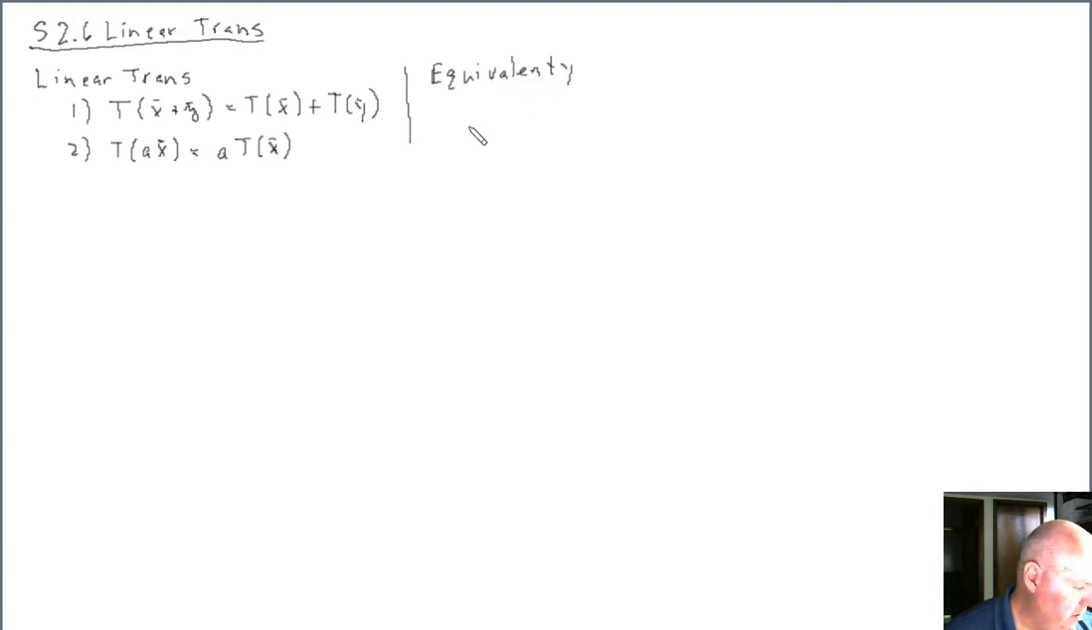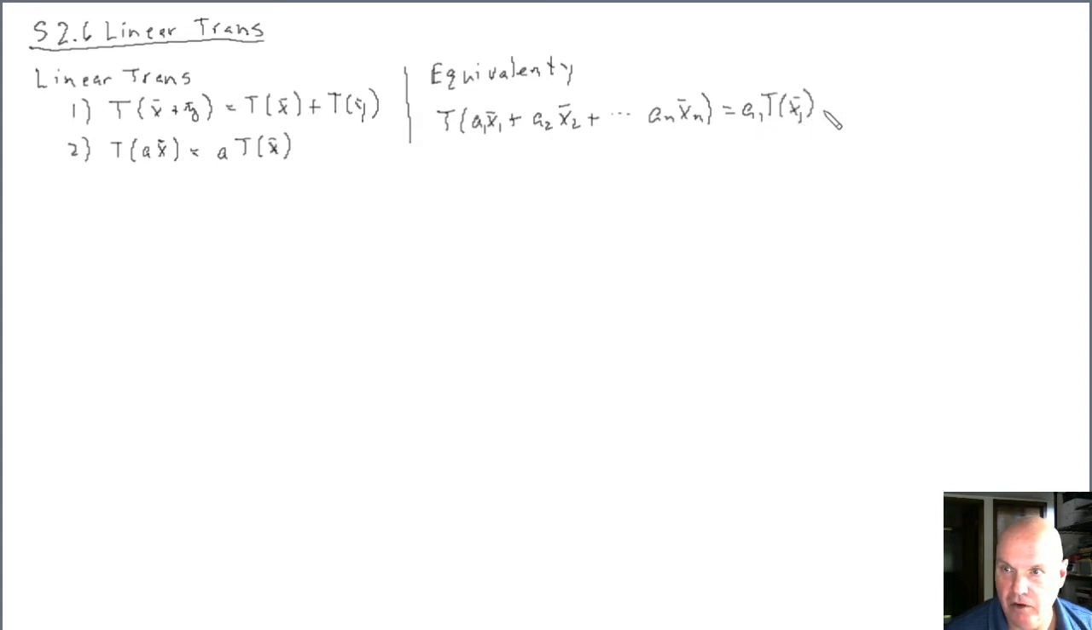Equivalently, these can be combined into one property, that the transformation applied to a linear combination of vectors is equal to that same linear combination of the transformations of the individual vectors. So you can use either one of these tests to see if a transformation is linear.